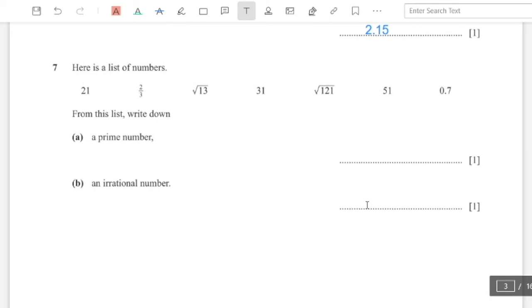7. Here is a list of numbers. From the list, write down a prime number. That can be 31. B, an irrational number, so a number which cannot be written in the form of a fraction, is root of 13.